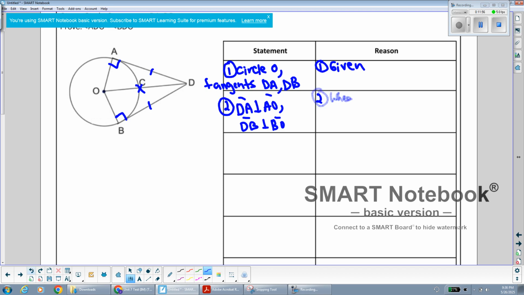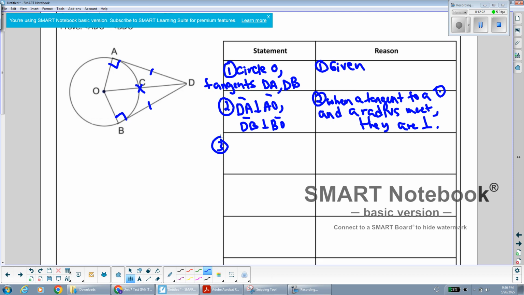Oops, I can't spell today. When a tangent to a circle and a radius meet, they are perpendicular. And now I'm going to state that I have right angles there.